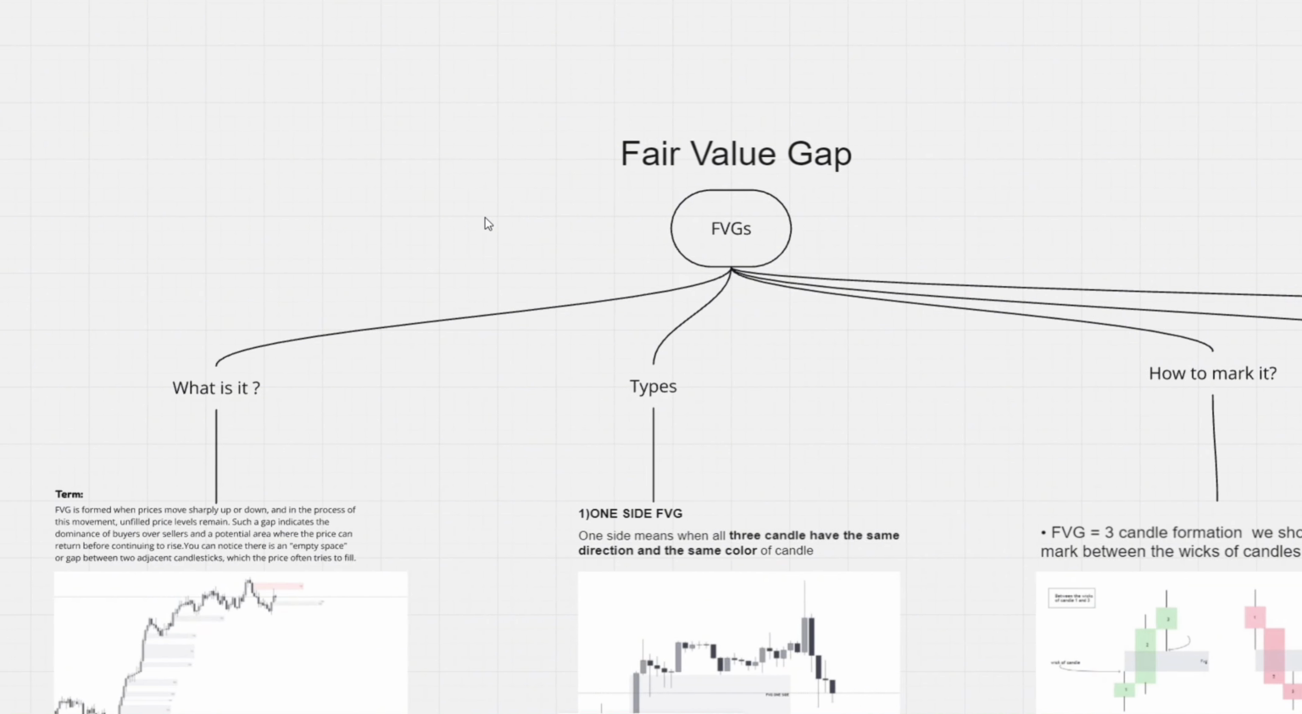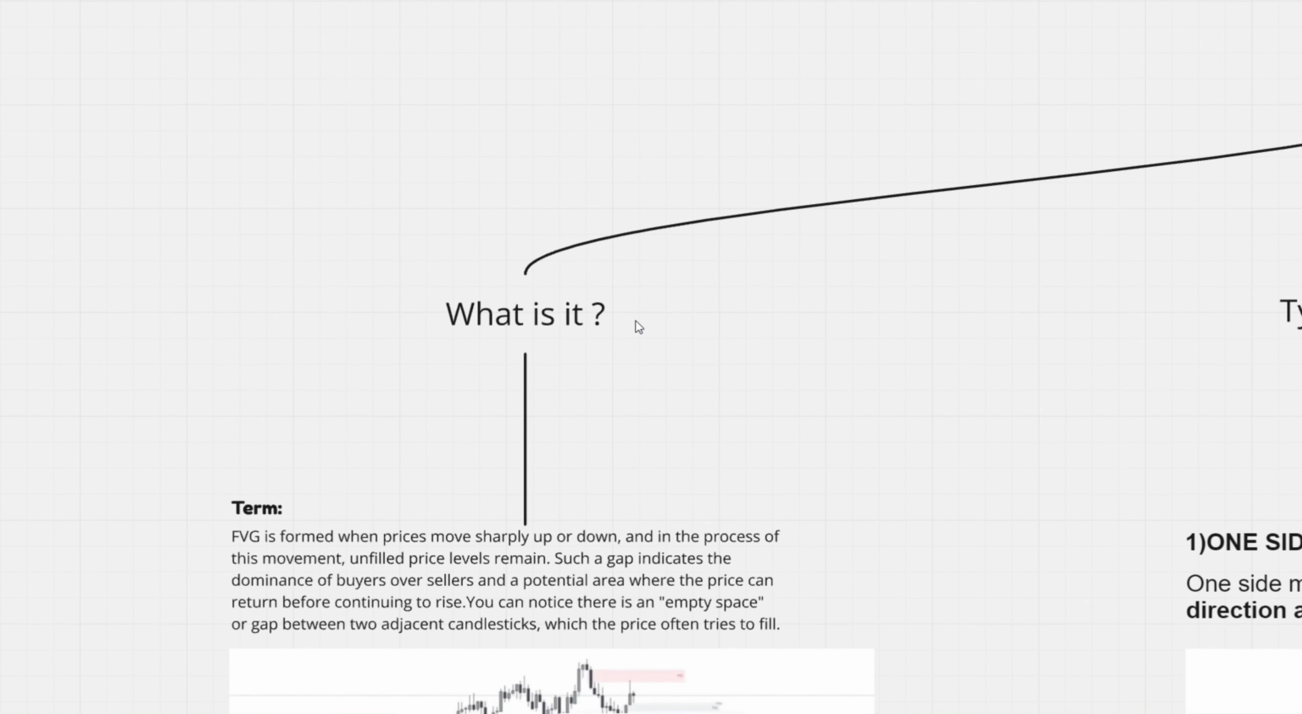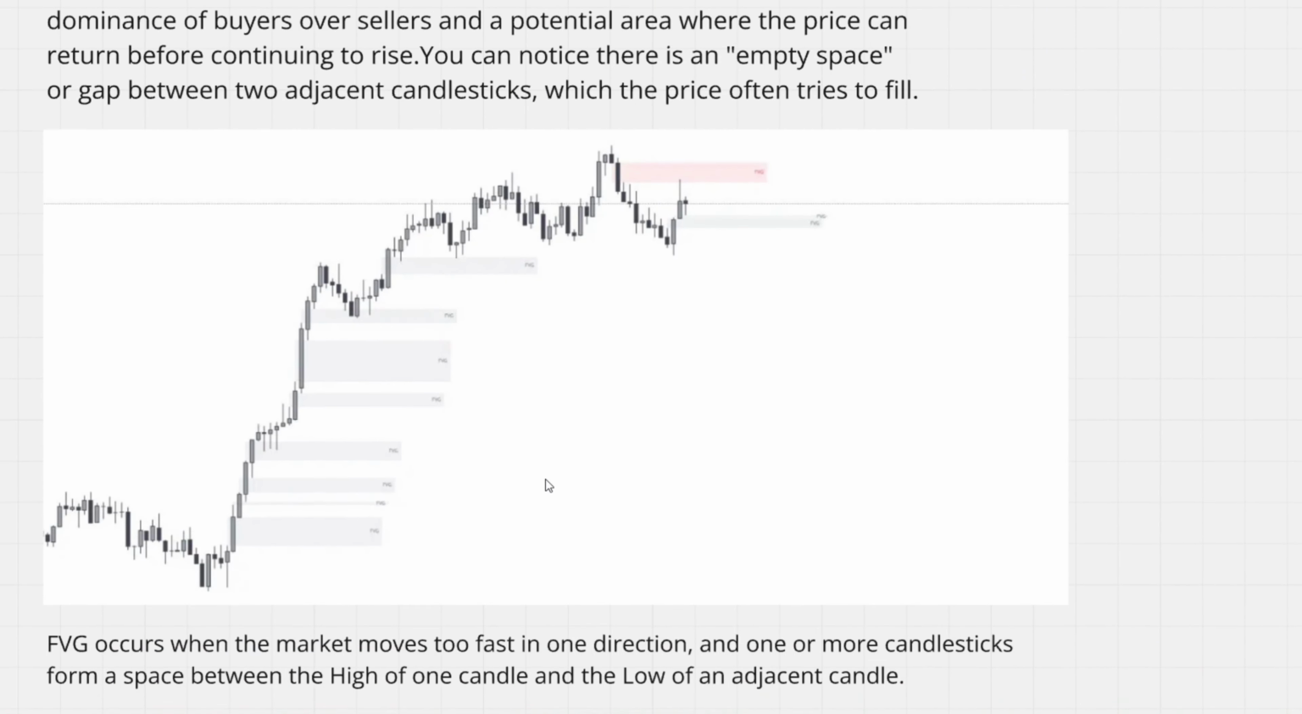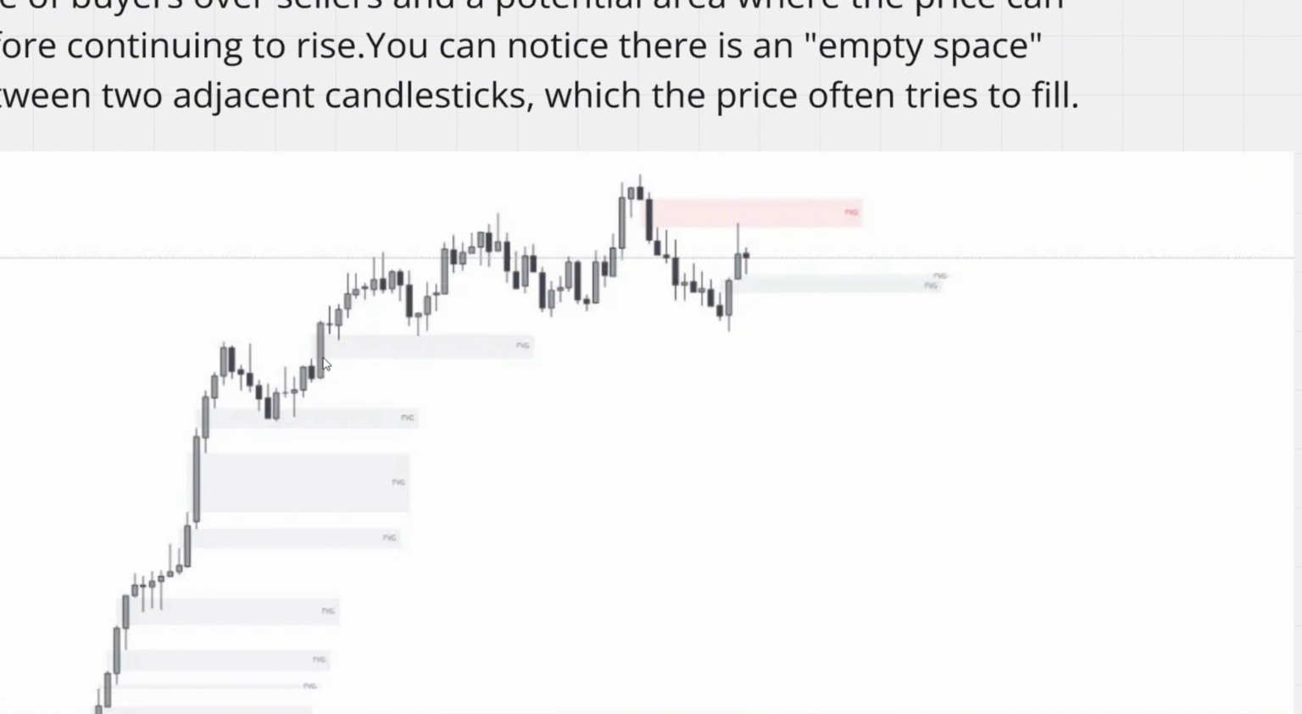First of all, let's talk about theory. What is a Fair Value Gap? A Fair Value Gap is formed when price moves sharply up or down, and in the process of this movement, unfilled price levels remain. Such a gap indicates the dominance of buyers over sellers and a potential area where the price can return before continuing to rise. You can notice there is an empty space or gap between two adjacent candlesticks, which the price often tries to fill.